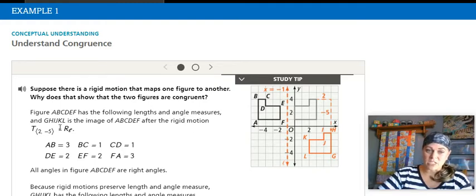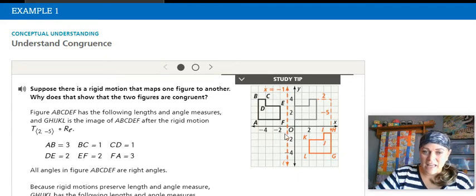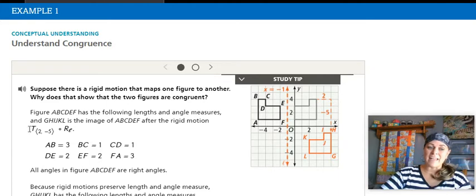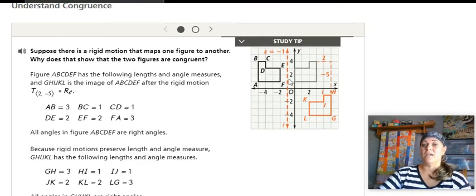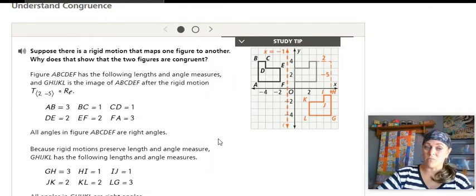So here's the composition. First, do the one that's on the far right. So reflect across line L. Here's line L. I'm going to reflect, and it ends up over here. Then translate to -5. So +2 down, -5. So it says all angles of the figure are still right angles. All the side lengths haven't changed. That is a composition of a rigid motion.